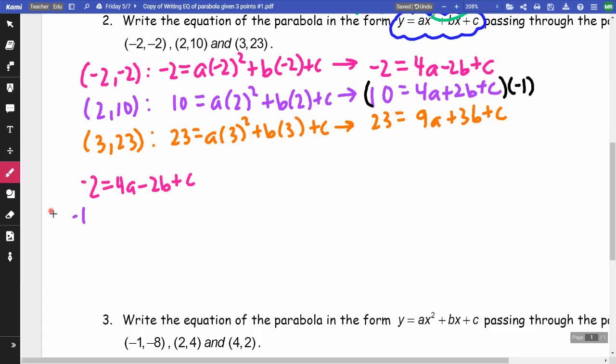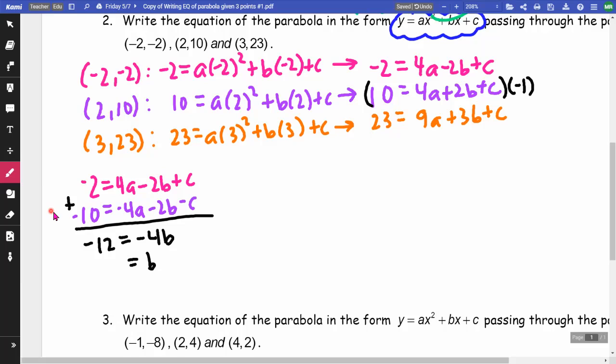So I'm going to get -10 is equal to -4a minus 2b minus c. And then I am going to add these two equations together. My c's are going to cancel out. My a's actually going to cancel out again also. So my a's are gone. I get -4b. My c's are gone. I get b is equal to 3. So I'm going to get b is equal to 3.